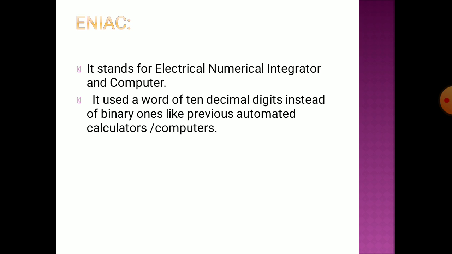So in automated calculators and the other computers, we use only a few binary digits, but here the size has been changed. That is, a word means how many, 1 byte we had used, that you can say 10 decimal digits we had used in that.